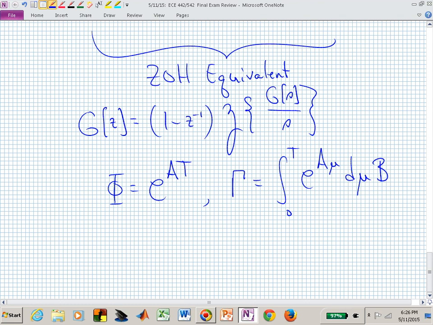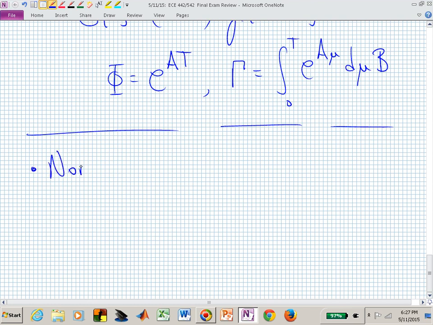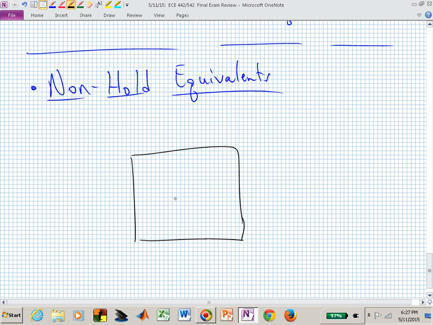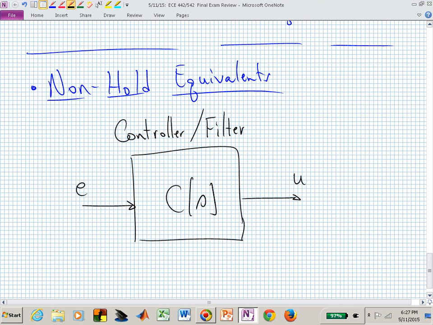That's when you have a plant or a system and it's preceded by a hold device. We also have the second category of discrete equivalents, which I'm just going to call these non-hold equivalents, for lack of a better term. Now we simply have a transfer function, C of S, which might correspond to a controller, or it may be a filter. But now we're not worried about preceding that with a hold device. If it is a controller, this might be our error signal, and this might be the output of that controller, which is the input to our plant, which we typically call U.